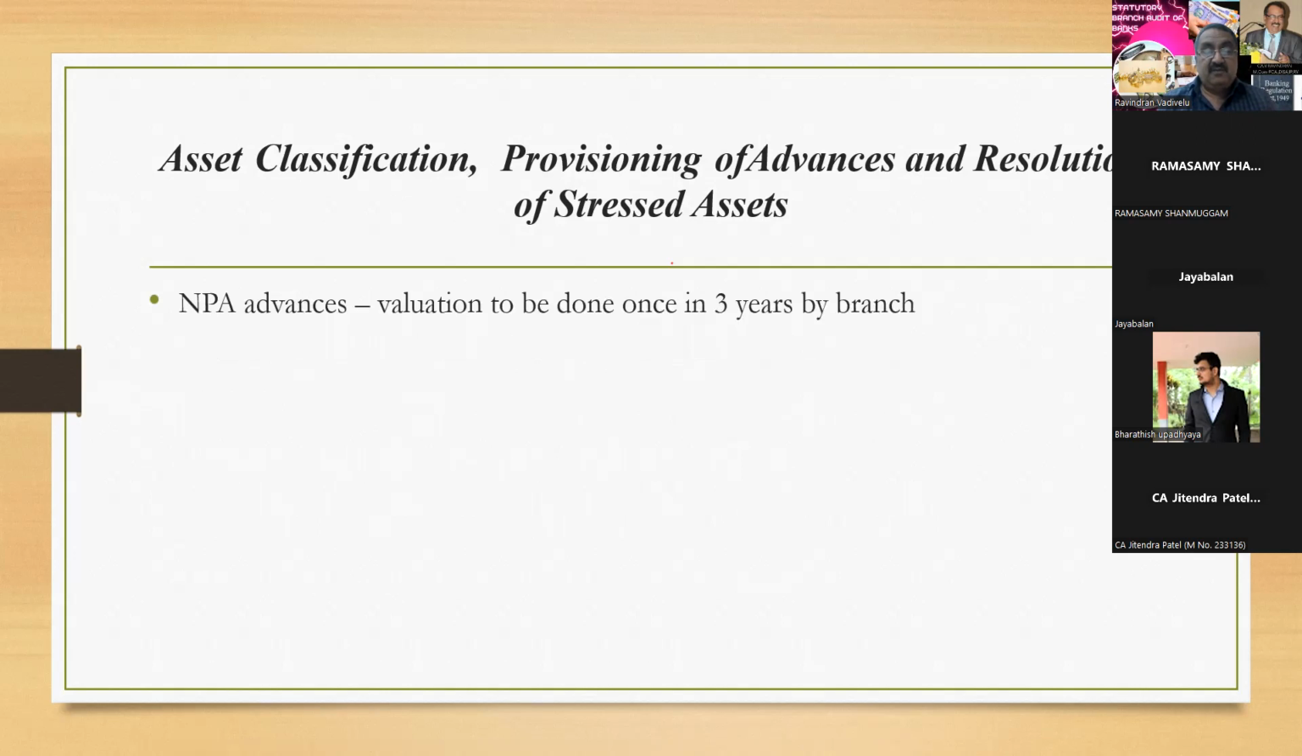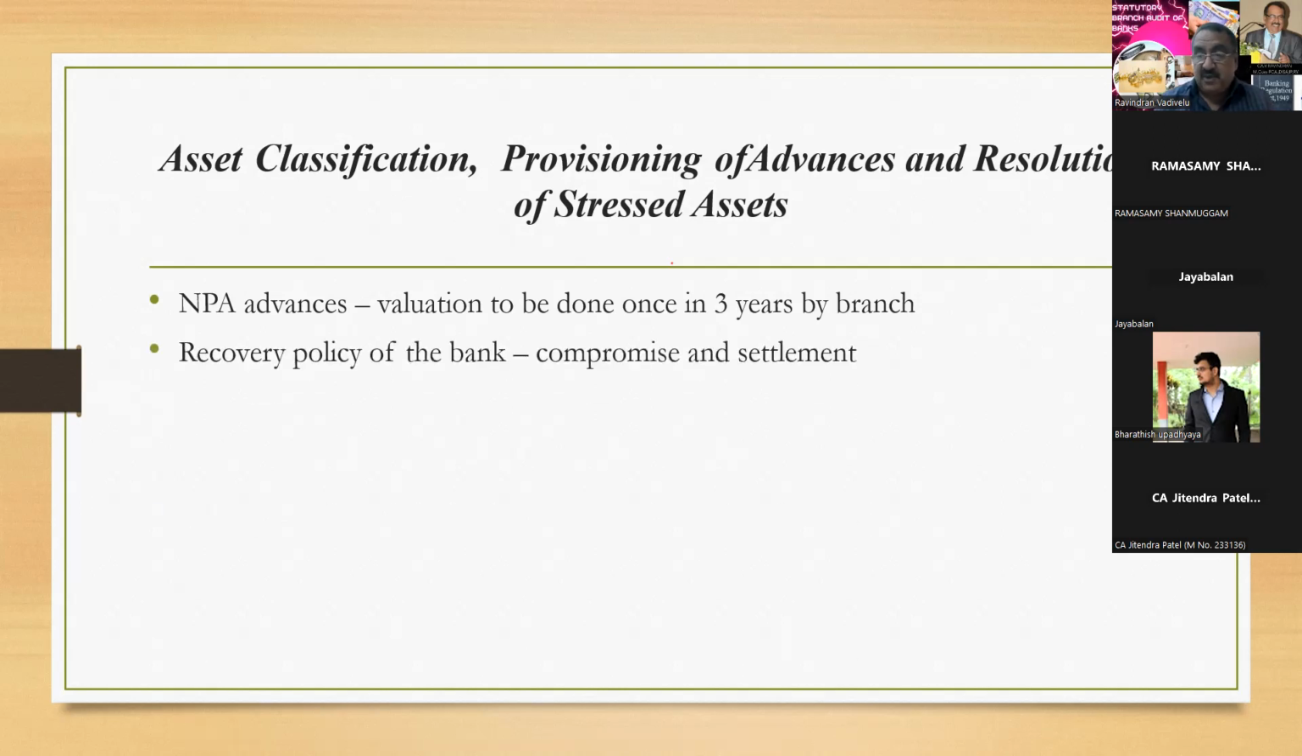The next one is NPA advances. Even in all NPA advances, as per the valuation report, it has to be valid once in 3 years. All the immovable properties which have been given as collateral security or primary security have to be valued once in 3 years by another engineer and not by the same engineer. This rule is applicable to the NPA advances also.